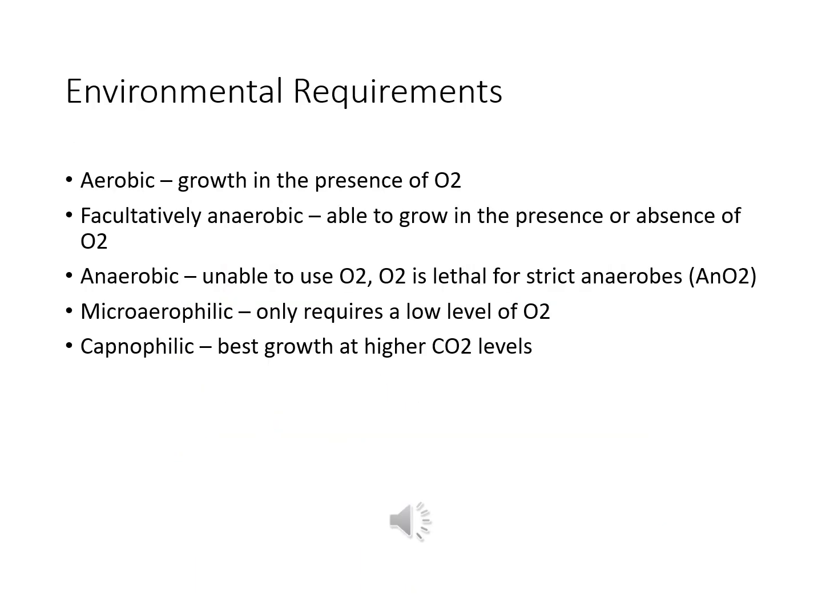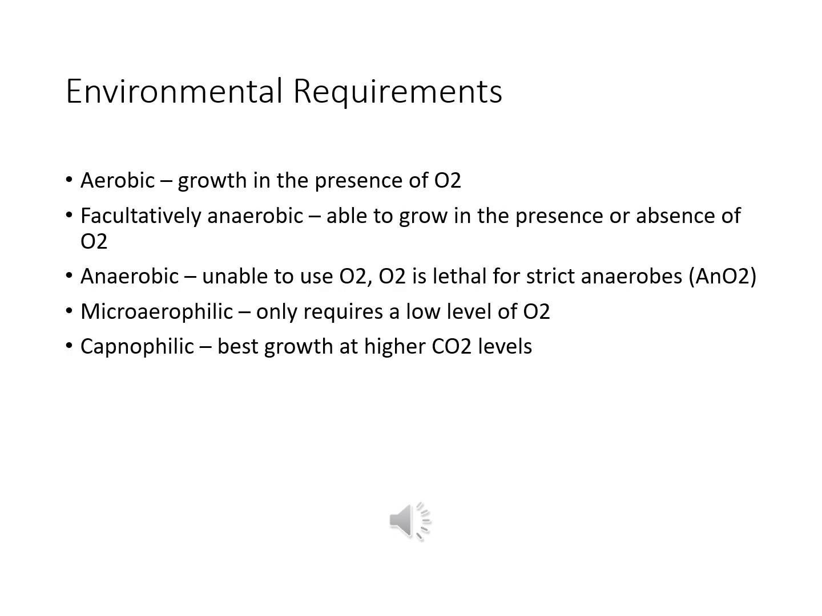When we talk about environmental requirements, we talk about aerobic, which means that the organism grows in the presence of oxygen. Facultative, so they're able to grow in the presence or absence of oxygen. And anaerobic, these organisms will be killed if they're exposed to oxygen. So they are basically unable to use the oxygen. They use a fermentative process.